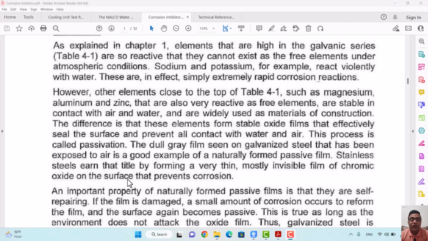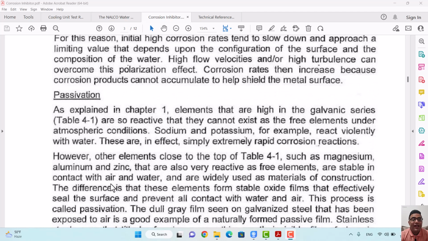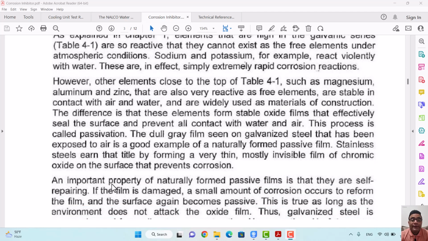So to summarize what we have learned from passivation and polarization: some elements such as magnesium, aluminum, and zinc are free elements and of course are stable in contact with air and water. And of course they form stable oxide films and can effectively seal the surface and prevent all contact with air and water. This process is called passivation.